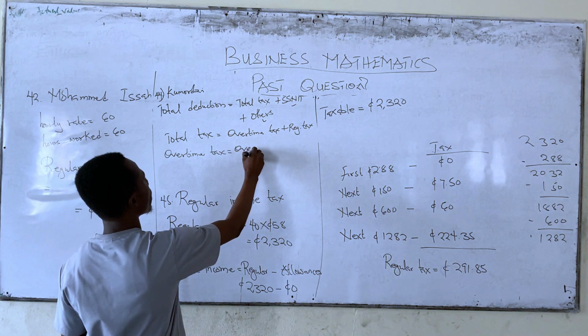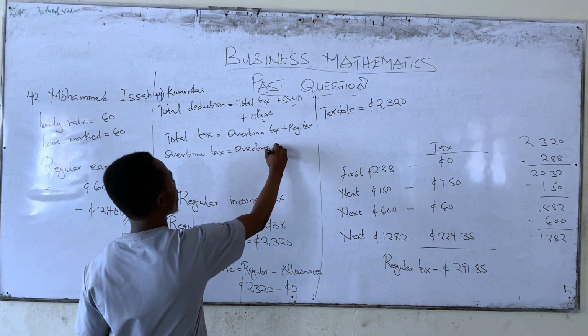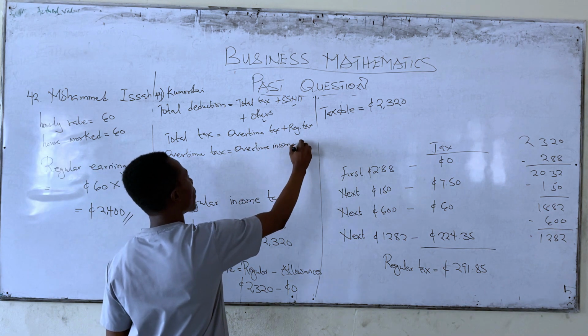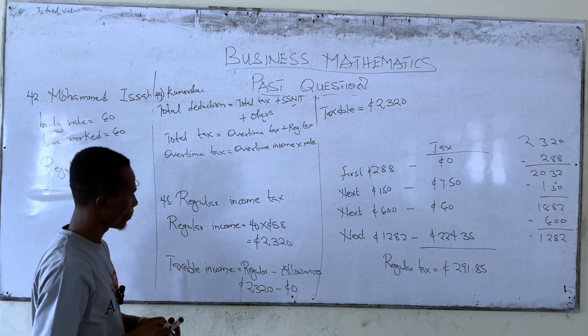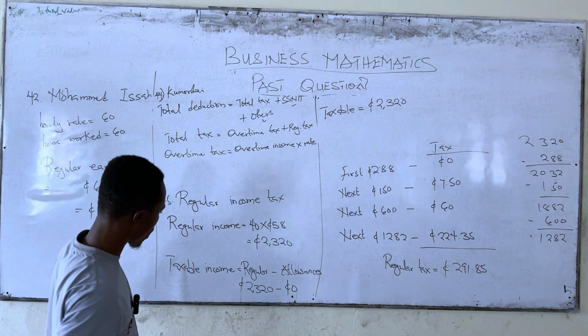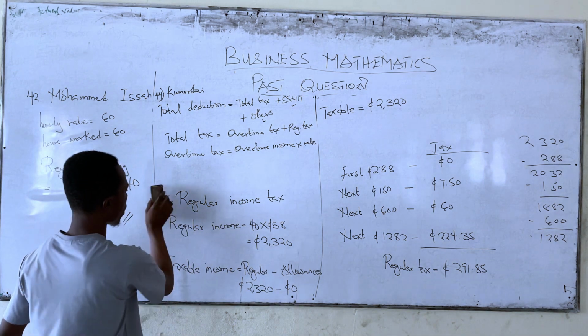And overtime tax. Okay, so let me just write the formula first. Overtime income times the rates. Okay, so now how do we get the overtime income? This is regular income. So I can clean this side and clean this side as well.